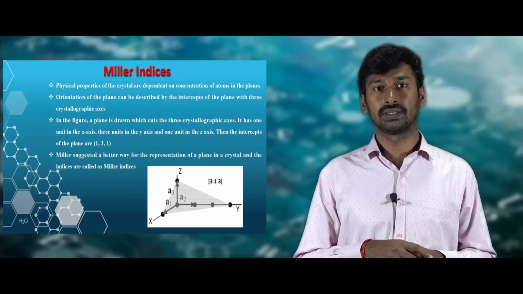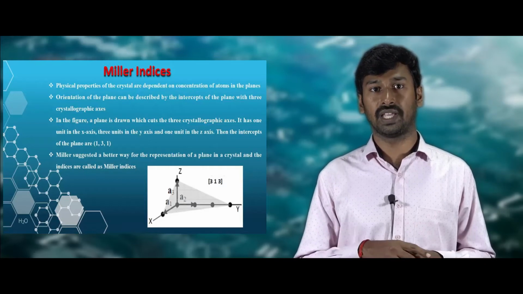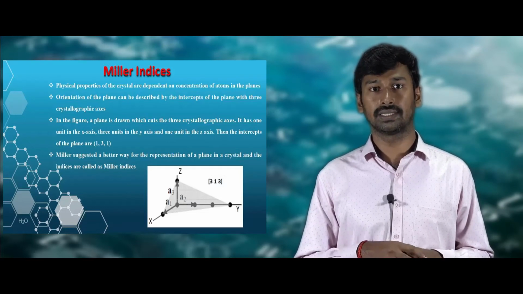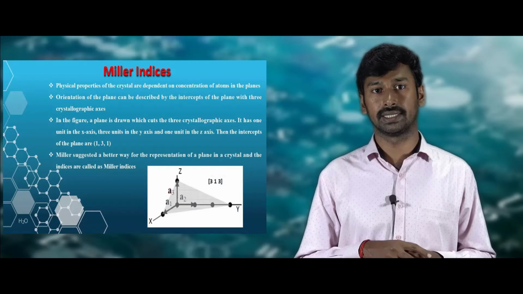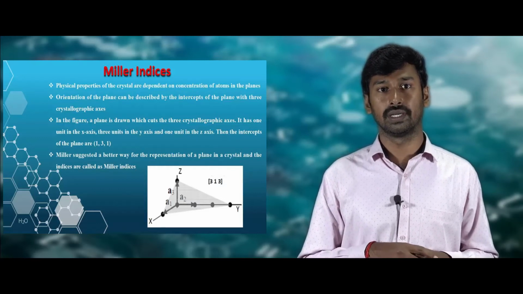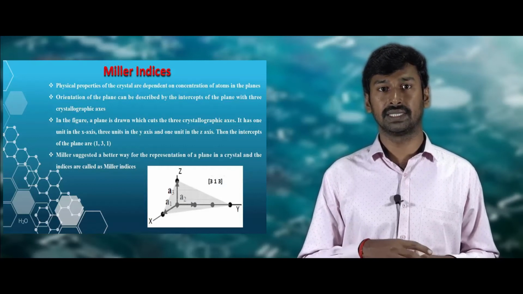In the figure, the crystal is drawn in which the plane cuts the 3 crystallographic axes: 1 unit on the x-axis, 3 units on the y-axis and 1 unit on the z-axis. Then the intercepts can be called 1, 3, 1. Miller suggested a better way to represent these crystal planes, which are called Miller indices.